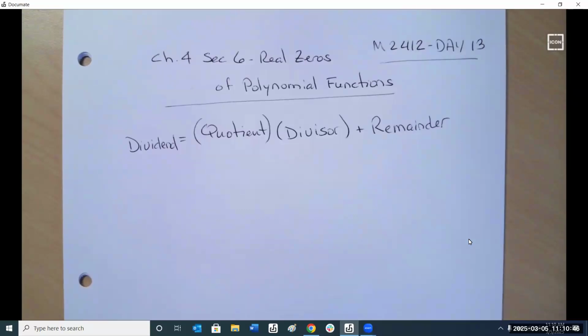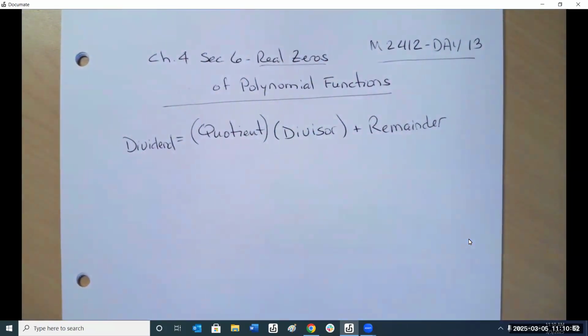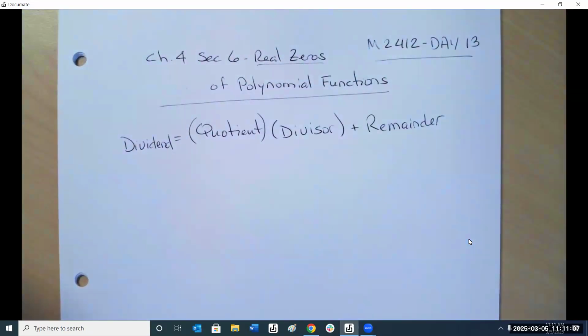All right. We're going to finish up chapter 4 here, talking about the real zeros of polynomial functions. What do we mean by real zeros? Their zeros are synonymous with solutions, x-intercepts, factors, roots. So this we're going to look at. We're going to look at where it crosses the x-axis. What's the solution of it?